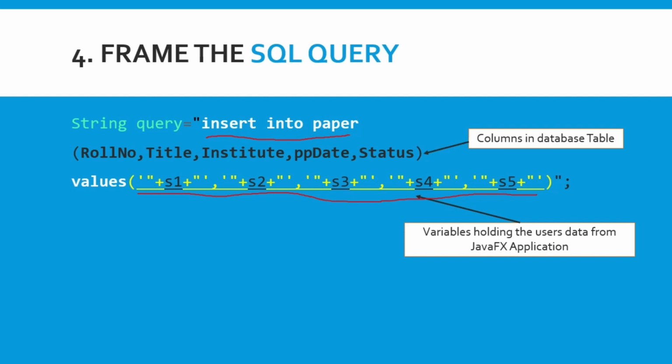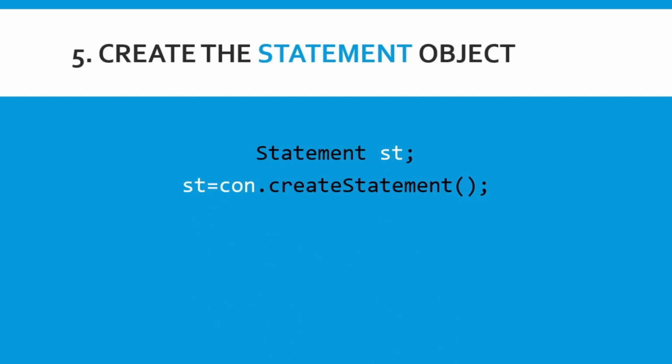So once we have framed the right query, you can execute the query using the statement object. So for that we have to create an object for the statement class. So st refers to the statement object, and then using that, you can create a statement using this create statement method, which is available inside the connection class. So we have already created an object for the connection class. So make use of that to invoke the method create statement. So st equal to con dot create statement. Now st has an empty statement.